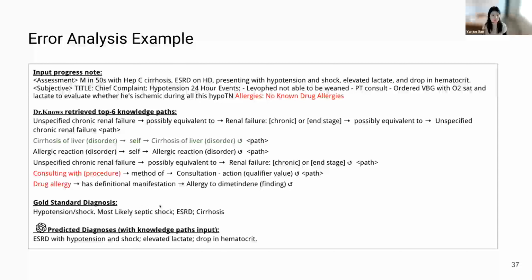So in other words, we find that there are two types of errors that can be further improved. One is on the graph model side. We definitely need to improve the accuracy of the graph models to incorporate more accurate knowledge paths. The second is whether there are more effective ways to let the LLMs incorporate this knowledge path more efficiently.